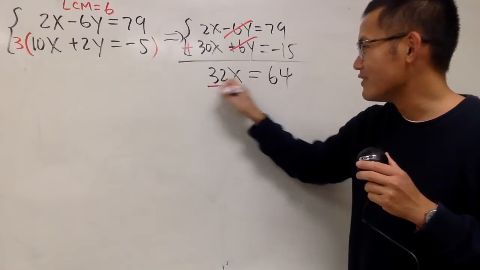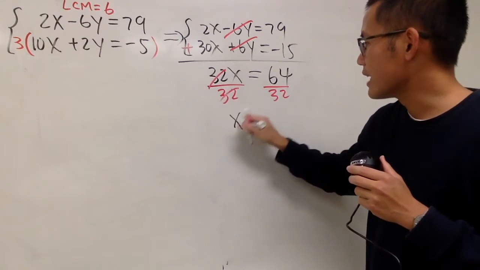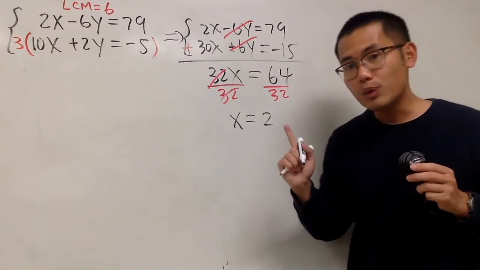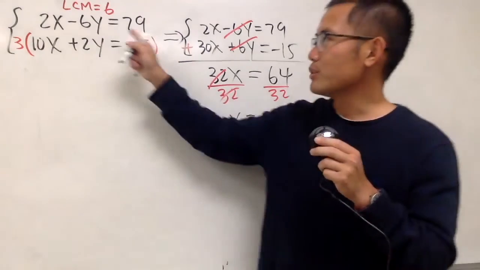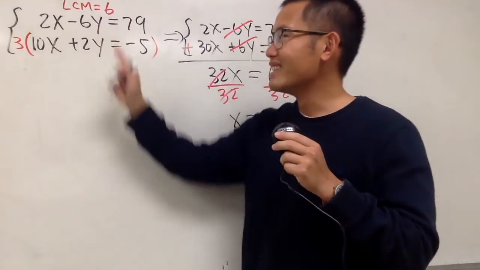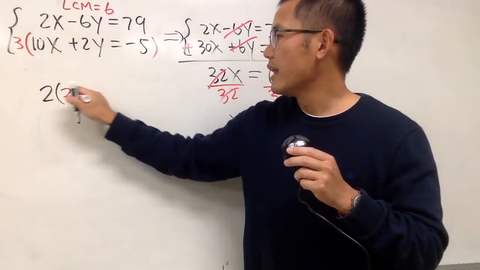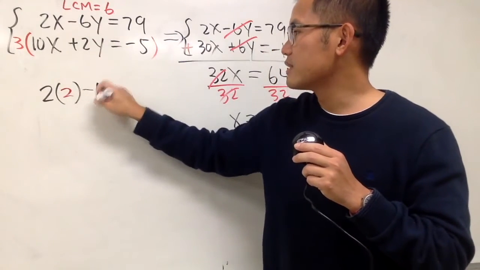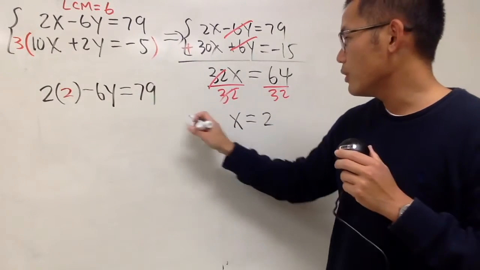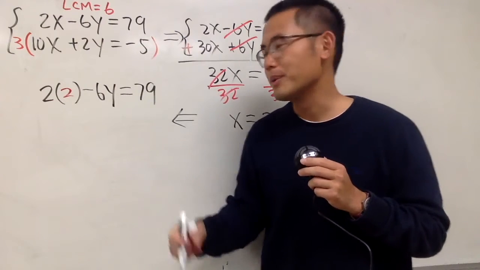And then we can, of course, divide both sides by 32. That way, we will end up with x by itself. And 64 divided by 32, we get 2 for that. However, we're not done yet though. We have to put the 2 back into either the first or the second equation. Let's go ahead and do that to the first equation. So we end up with 2 times the x, which is the 2, and then minus 6y, and that's equal to 79. And always remember to go back and plug in and work out so we can find out the other variable.